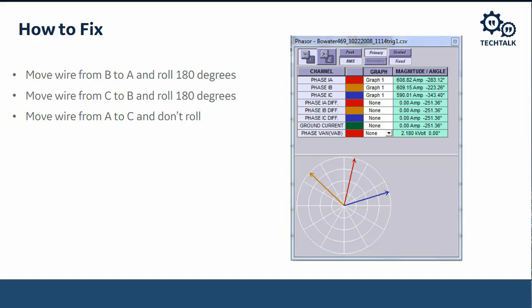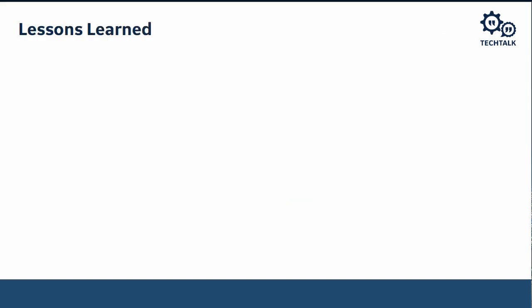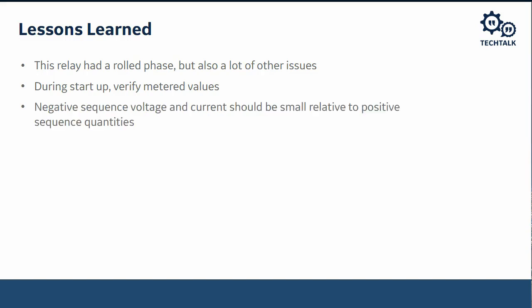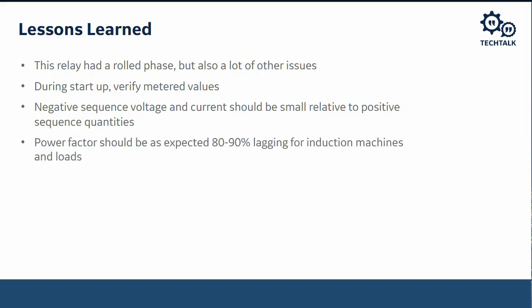Okay. A few lessons learned I should mention here. The relay had a roll phase, but it also had other issues. One of the things you should always do during startup is verify your metered values. Not only should you verify your metered values, but you should verify that your phasors look correct and that your sequence voltages and currents look correct. For a motor like this, they should be almost zero, and really small compared to the positive sequence quantities. Another thing is, to know we've wired it correctly, we should expect the power factor for an induction motor like this to be lagging at 80 to 90%. And that's not what we would have seen on this particular motor.